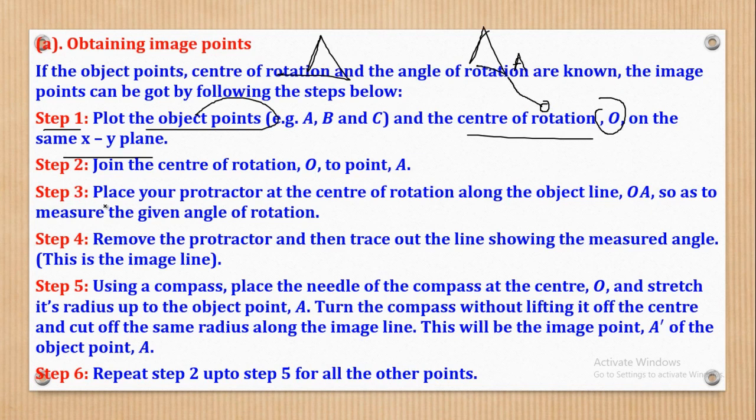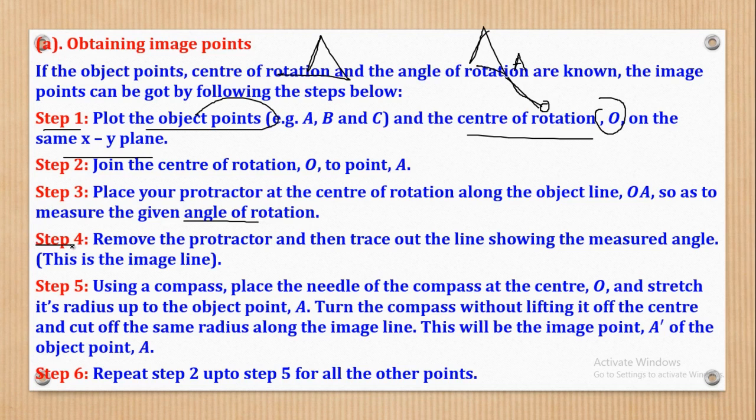Then step 3, place your protractor at the center of rotation along the object line. So this is the object line AO, so as to measure the given angle of rotation. The given angle can be positive 90 degrees or negative 90 degrees or 180 degrees or any other angle. So you measure that angle. We shall see how that is done in the worked examples, but first we need to go through these steps.